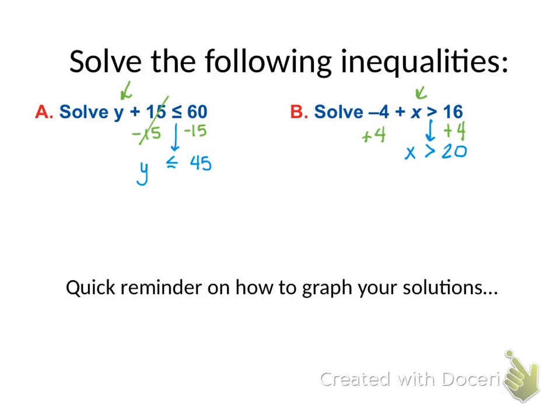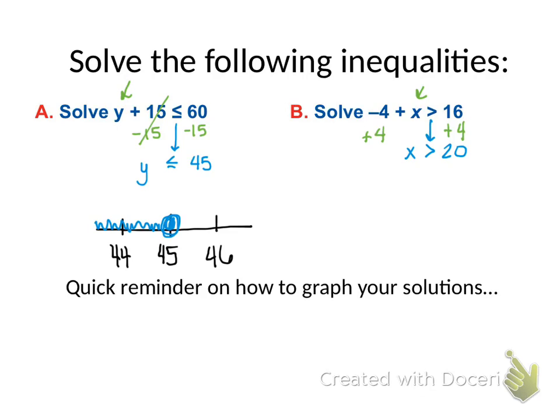I wanted to mention briefly how to graph these solutions. You'll be focusing on this at another station, but just real quick, let's take a look at how to graph it. So y is less than or equal to 45. Because it can be equal to, I'm going to use a closed circle. It means it's filled in. It can be equal to. And it says y is less than or equal to, so I'm going to shade where it's less than.